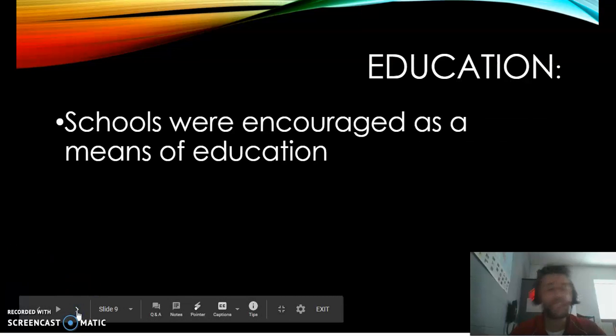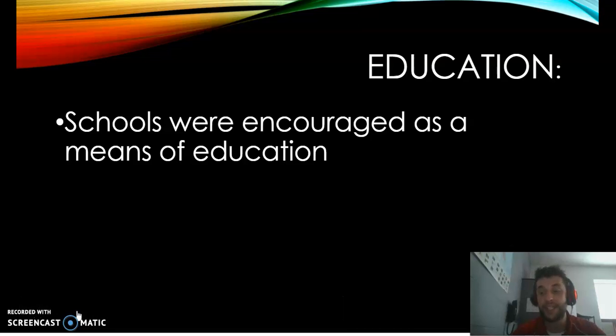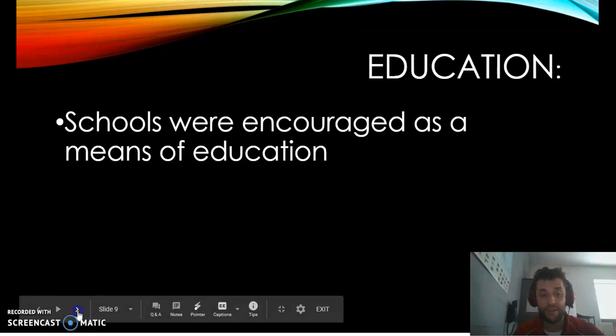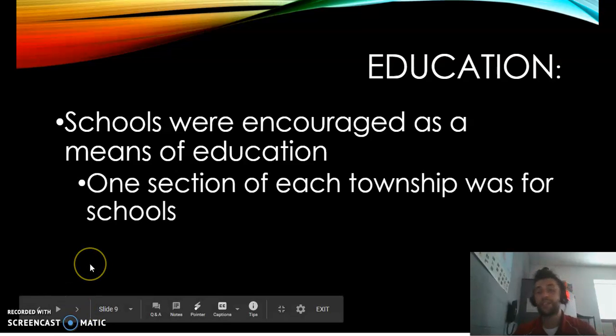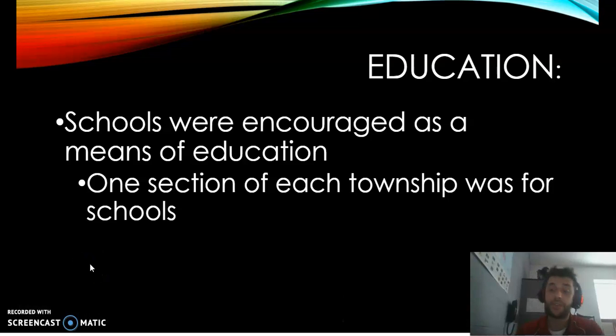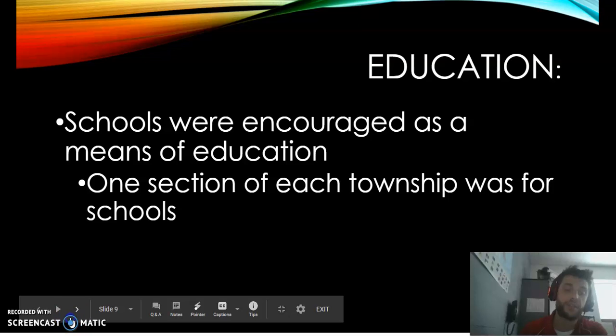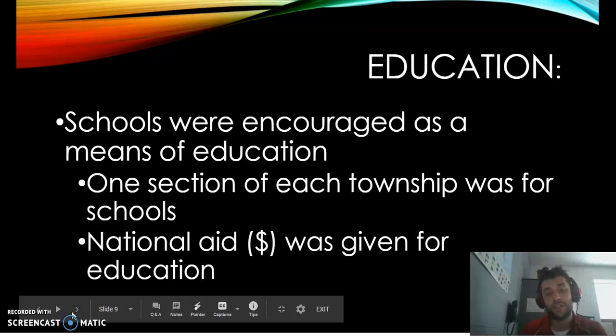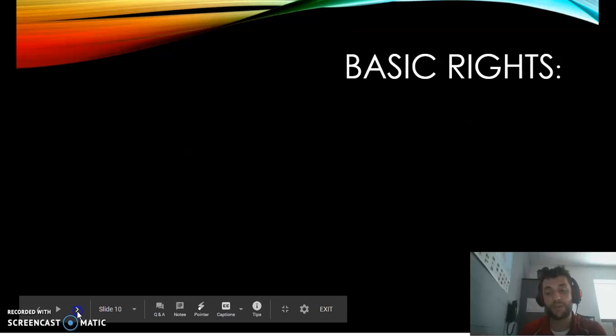Schools were encouraged as a means of education. I don't want to say this is the beginning of public school in America, but it's certainly a very good start. One section of each township was reserved for a school. So on the incorporation of a town, said town would also have a school. National aid was given for the education of said schools.